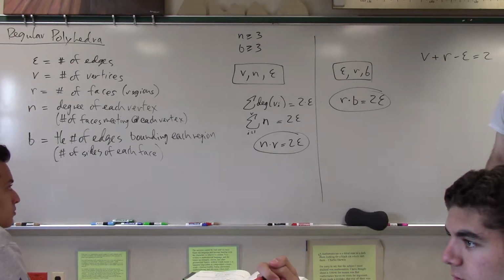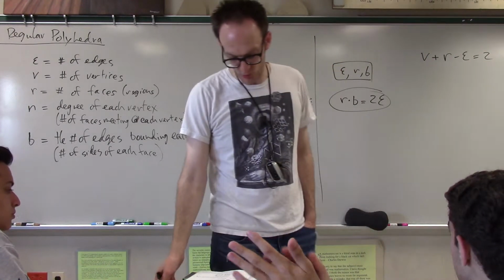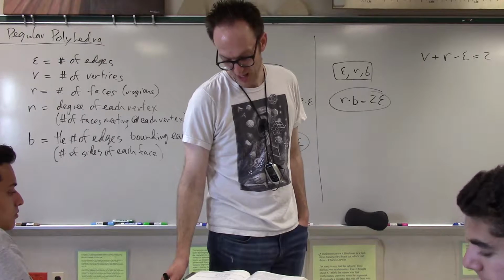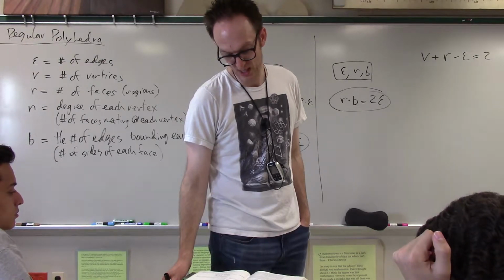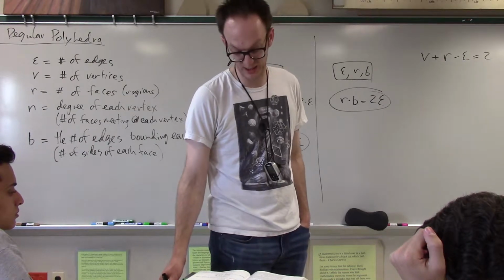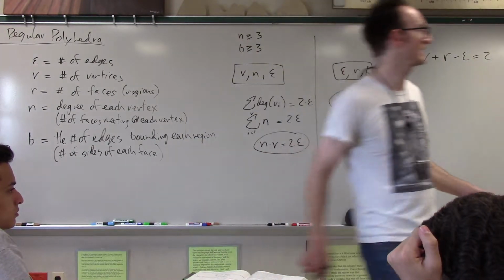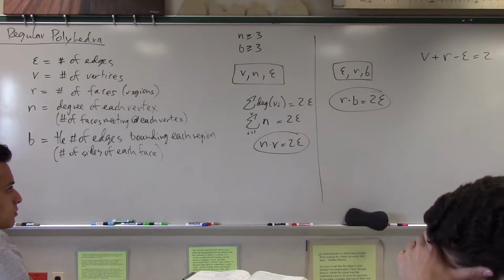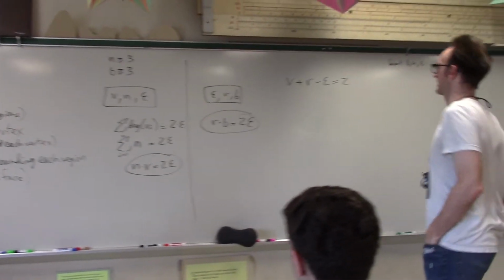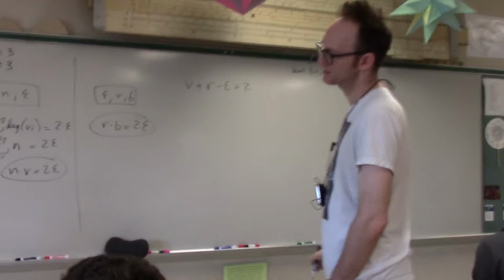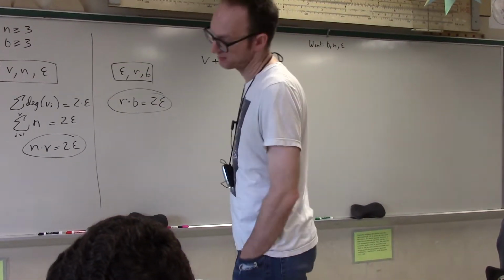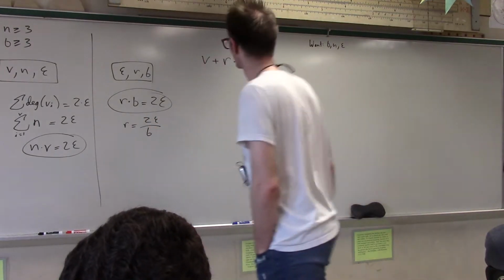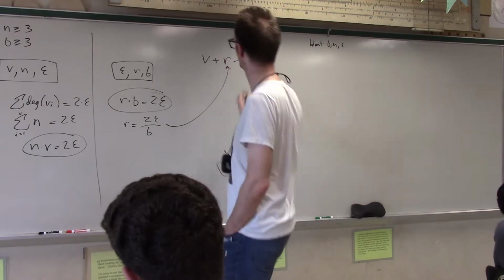Agree? Okay, and so now what I want to do is solve for R. We're going to turn this into a formula involving B, N, and epsilon. What we want is a formula with just B, N, and epsilon. And so I'm going to solve for R here. So R is 2 epsilon over B. And now stick that in here.